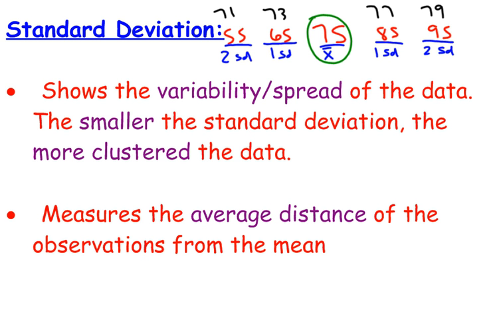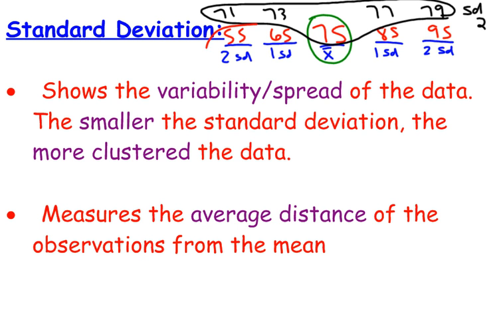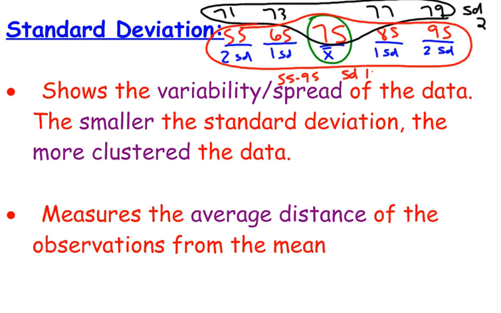So the smaller your standard deviation, the more clustered your data will be. This is what I mean by clustered. These are all in the 70s. They're really close together because my standard deviation was 2. In my first example, I was much more spread out. Here, I went from 55 to 95 because my standard deviation was 10. So the smaller your standard deviation, the more clustered your data. The higher your standard deviation, the more spread out it would be.